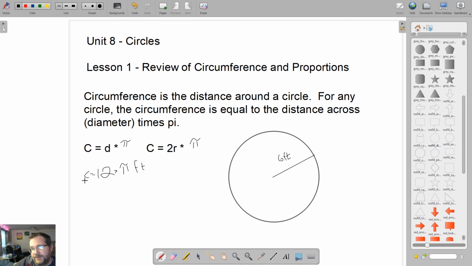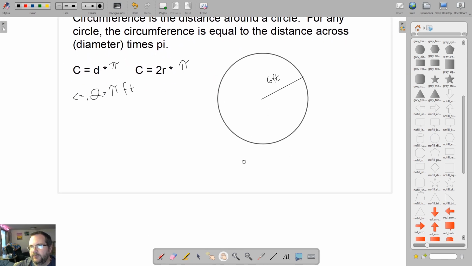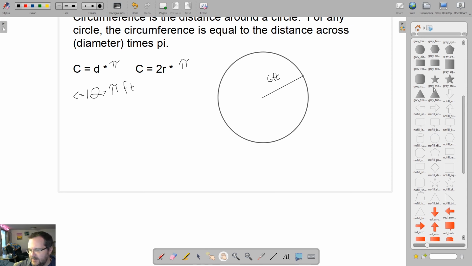Okay, so that's circumference. The other thing we're going to review is proportions. This is going to become important for the next lesson, which will also use some of that radical stuff we've been dealing with. So a proportion is a comparison of 2 things using 2 different ratios. I know that we've covered proportions in this class before, but I just want to review them really fast. If we have a proportion set up that is, say, 5 over x, and I set that equal to say 8 over 15.